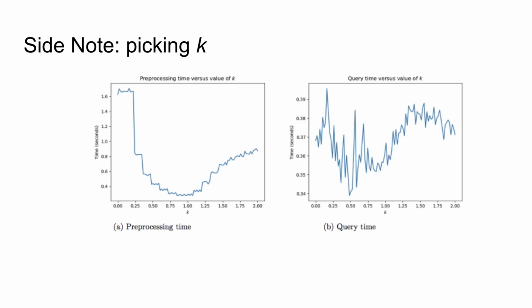So this is wrapping up, picking k. If you remember, we defined the block size for Fischer-Heun to be b equals k times log base 4 of the input size. So as I said, k equals 1/2 is the standard pick. But if you do some experiments like this, you'll find that for pre-processing time, the minimum is actually somewhere around k equals 1. And for query time, yeah, k equals 0.5 is at the bottom, but if you look at the range here, it's not very much, and I'm pretty sure this is just noise. It looks like a sine wave, but I think that's coincidental. So k equals 1 actually wins.